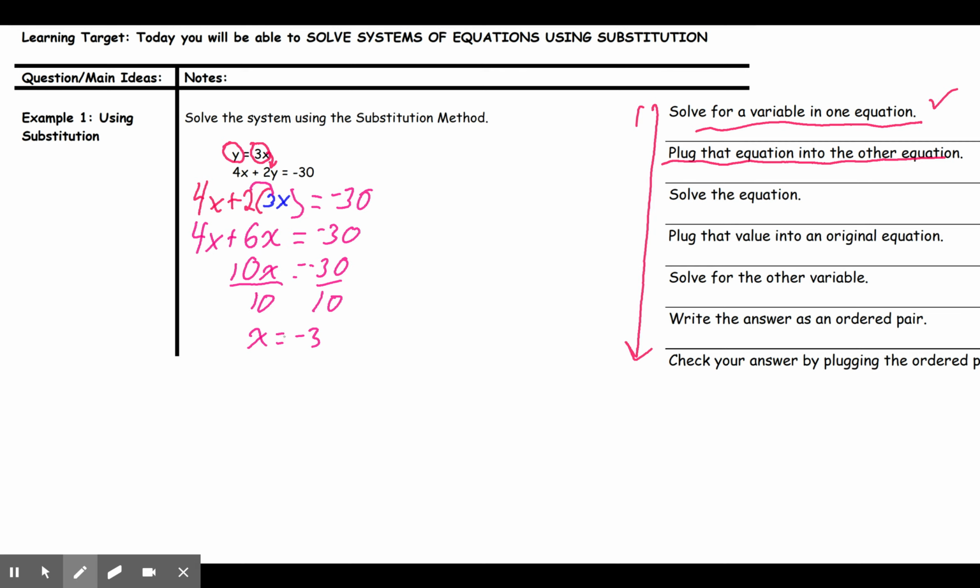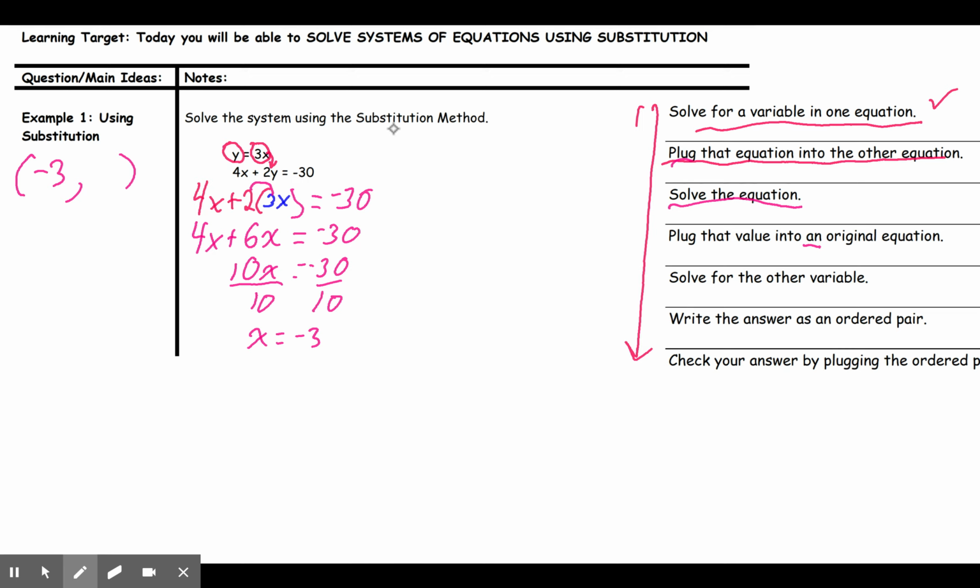I'm going to go ahead and put this over here off to the side. That'll be my x value of the ordered pair where the two systems will intersect. All right, so we solved the equation. Once you've solved the equation, after you plugged it in, of course, you're going to plug that value into the original equation. It actually says into an original equation.